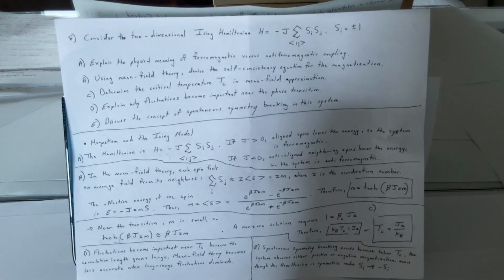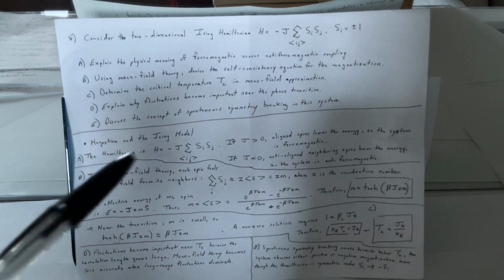Number 8, consider the two-dimensional Ising Hamiltonian. H equals the following. Explain the physical meaning of ferromagnetic versus antiferromagnetic coupling. Part B, use mean field theory, derive the self-consistency equation for the magnetization, determine the critical temperature T_C in the mean field approximation, explain why fluctuations become important near the phase transition, and letter E, discuss the concept of spontaneous symmetry breaking in this system.